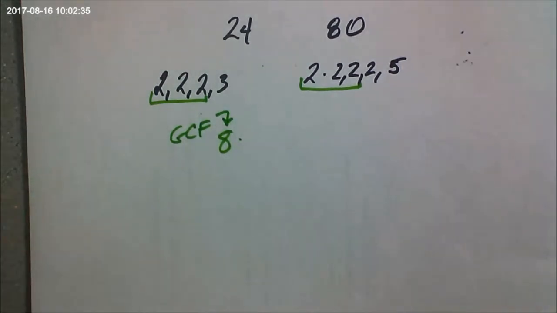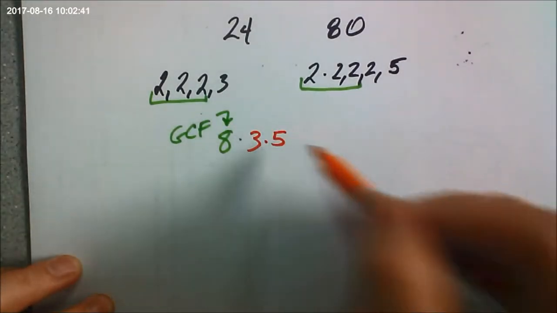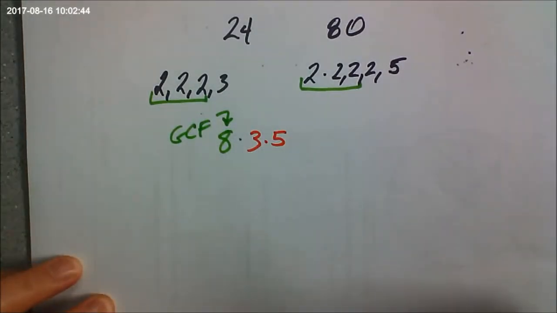Right there. Now, the lowest common multiple, I take whatever's left over, 3 and 5, 15 times 8, 24 times 5.